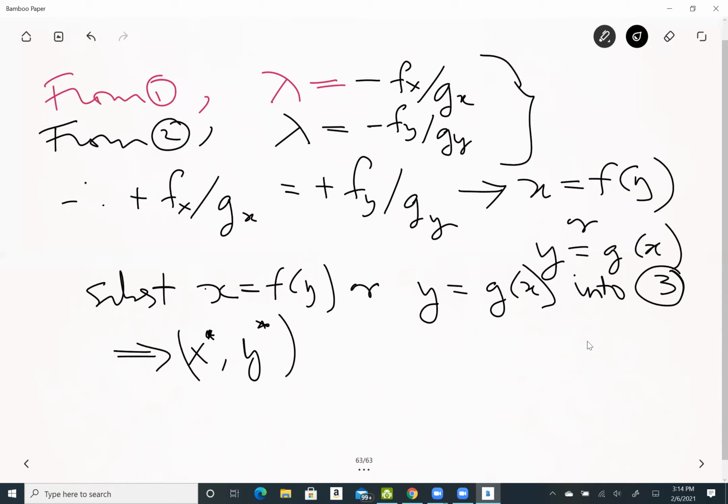So this is the general method, but you have to work out the details in order to get this. First of all, you make use of 1 and 2. You will get lambda equal to some terms in x and y. And then from number 2, you do the same thing. Then you equate the two, because they are equal. So you can write x in terms of y or y in terms of x. And then you put into number 3. I can solve for the optimum point.